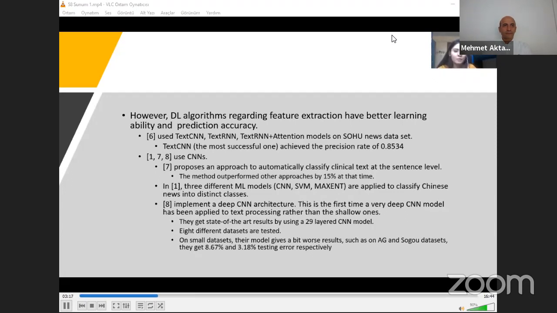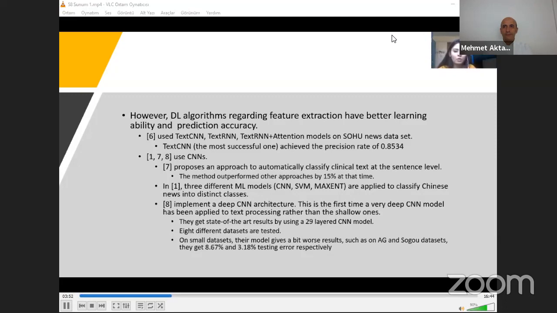We read some algorithms in the literature of deep learning. There was a study that had text CNN, text RNN, and text RNN plus the attention technique. These three models were applied on the Sohu news data set. It was evaluated that the convolutional neural network is the most successful one among the other deep learning algorithms, and the precision rate was 0.8534.